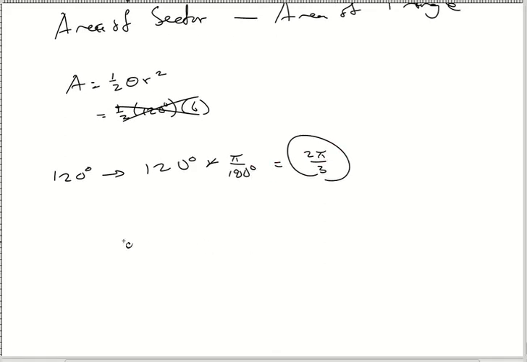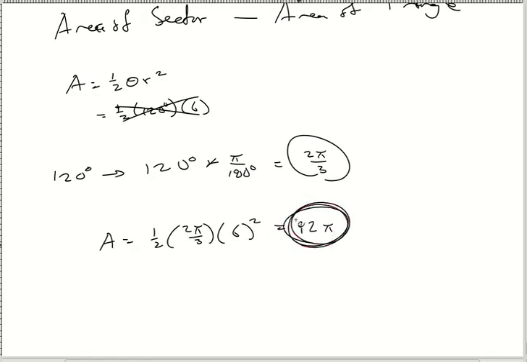And so then I've got now my area would be 1/2, 2 pi over 3. And then my radius is 6 squared. Let's go ahead and find that. My 2's are going to cancel. I got a 36 divided by 3. So 12, I guess, 12 pi. Again, that's super important there too.